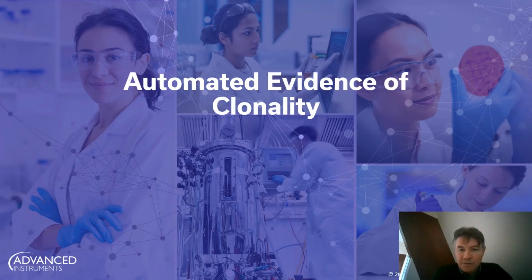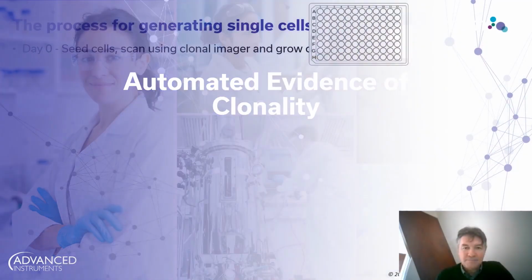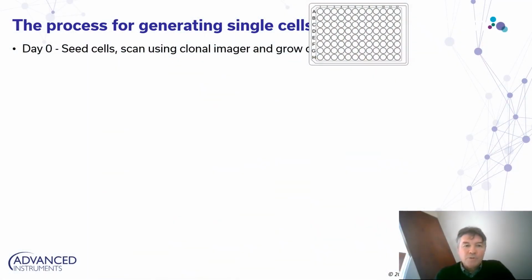So what we're going to talk about today is a new feature called automated evidence of clonality, and to understand what this does and its value, I'm first of all going to set the scene by going through the steps that are involved today for most scientists in cell line development in locating and classifying cells and making decisions on whether a cell line is clonal. So for most scientists, this is what the process looks like today.